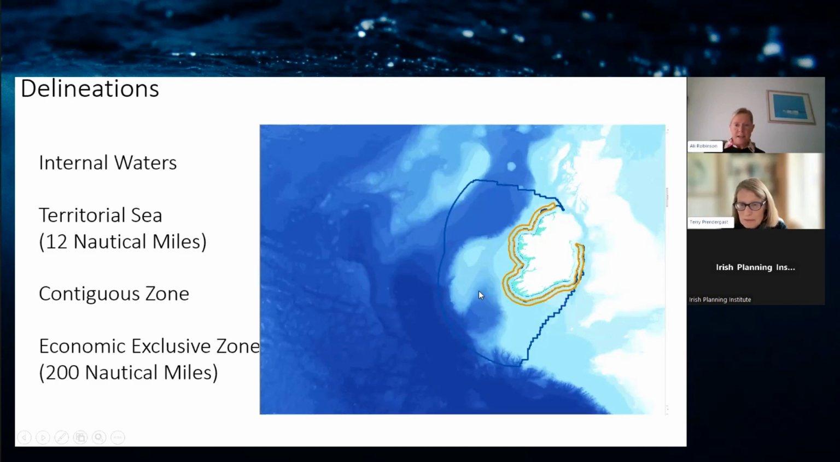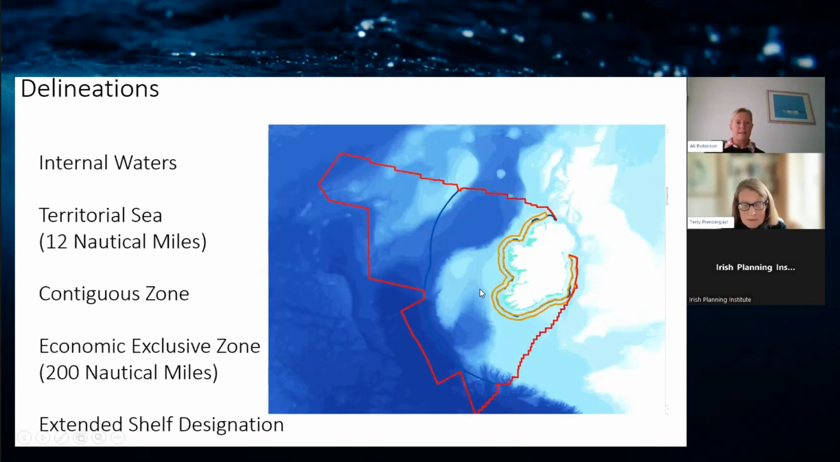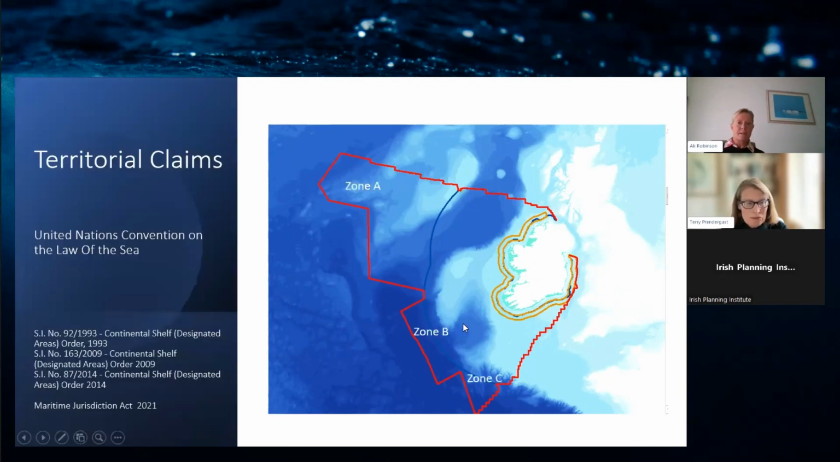A further designation, critically important for potential future claims being made by Ireland, is the extended shelf designation. And in this, we are encompassing the Hatton Bank and the Porcupine Bight areas. This is the Porcupine Bight here, and further down Zone 3 areas off our southwest shores. And at the moment, Ireland has territorial claims in, and we'll talk through them.